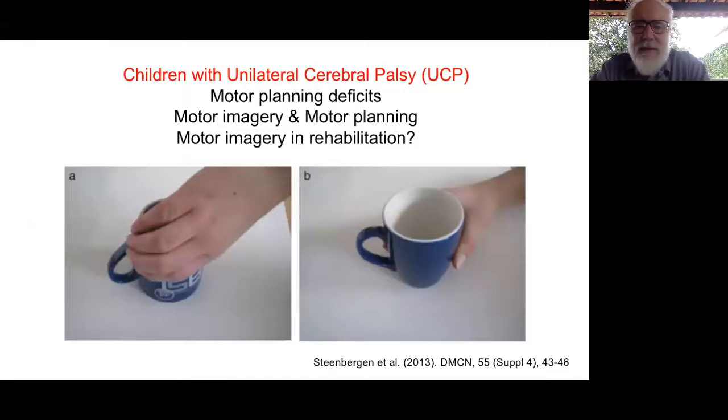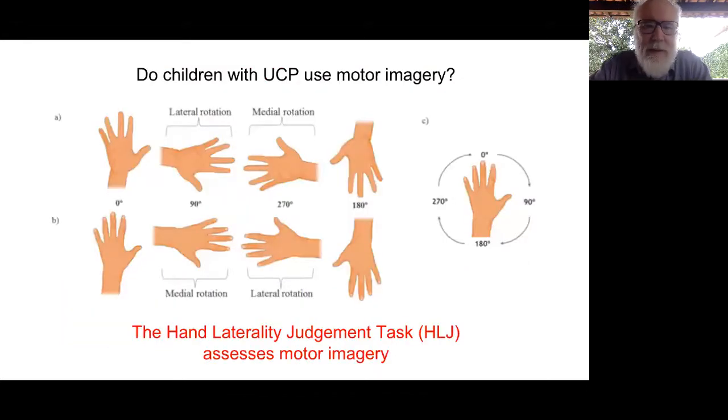Children with unilateral cerebral palsy exhibit motor planning deficits as shown in this figure. Motor imagery has been implied in motor planning, and motor imagery has also been suggested as an important strategy of motor rehabilitation for several conditions, including unilateral cerebral palsy. In order to use motor imagery in the rehabilitation of kids with unilateral cerebral palsy, it is important to be sure that they are able to perform on this kind of tasks.